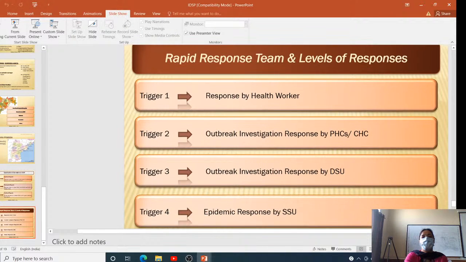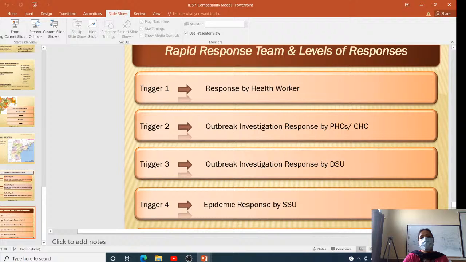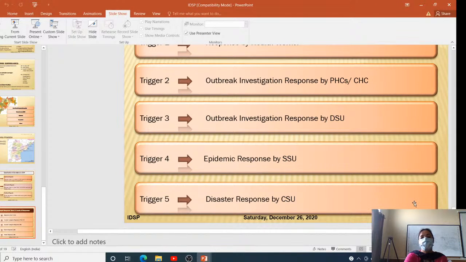Okay, then there are various levels of response, rapid response teams. On the first trigger, there is a response by the health worker at the ground level. At the second trigger, there is outbreak investigation response by the PHCs, CHCs. At the third trigger, there is outbreak response by district surveillance unit. Then at trigger 4, epidemic response by state surveillance units. And fifth is disaster response by the central surveillance units. So these are some of the things, if you remember in IDSP, you will be able to write IDSP well. You should know what are the diseases which are included in the list for Telangana.